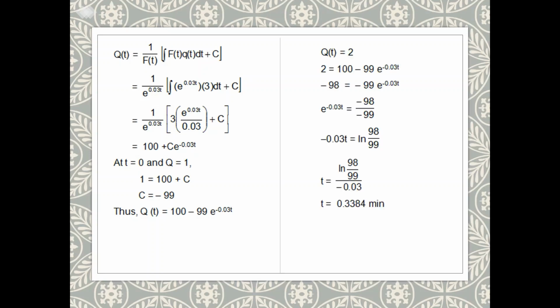To determine the time at which the mixture in the tank contained 2 kg of salt, you need to replace the Q in the formula with 2 and simplify. You will get small t equal to 0.33 at 4 minutes.